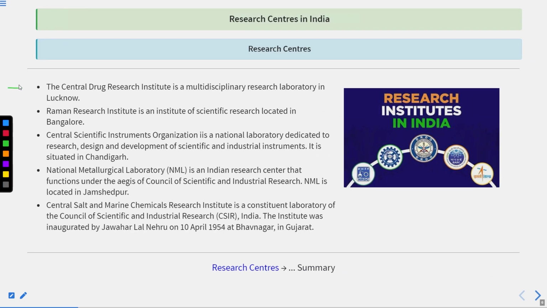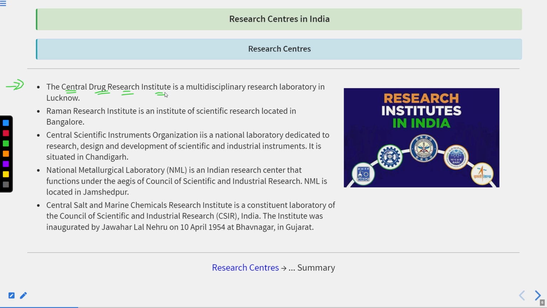Then we have another one, the Central Drug Research Institute. Okay. CDRI. Central Drug Research Institute. It is a multidisciplinary research laboratory in Lucknow, Uttar Pradesh. So basically, if we talk about drugs, okay, then India has the world's largest pharmacy industry, or pharmaceutical industry, we would like to say. That's why India is often called the pharmacy of the world on the global stage.